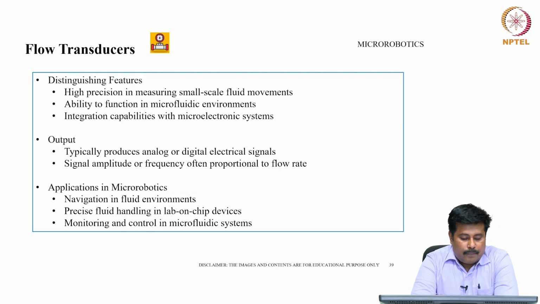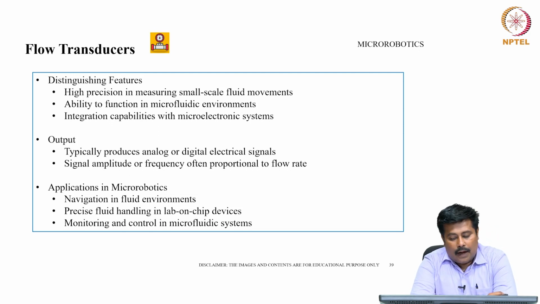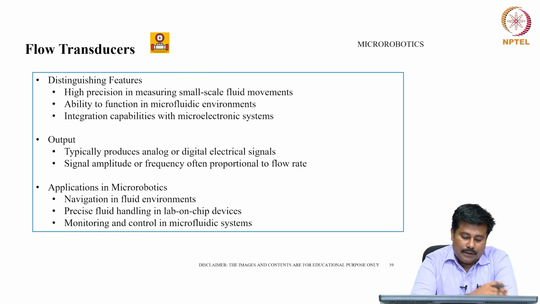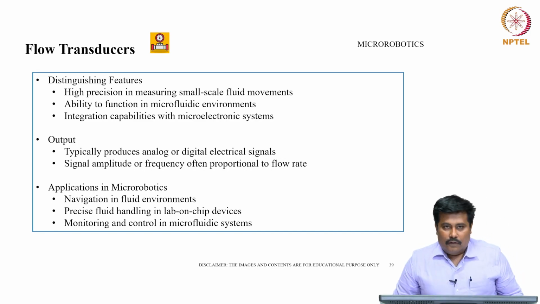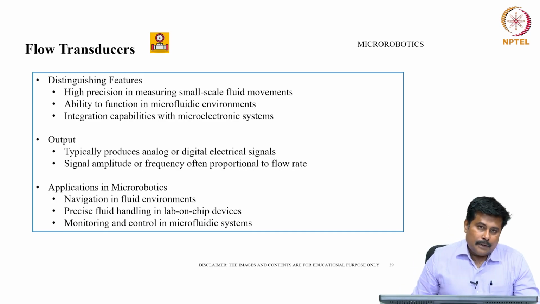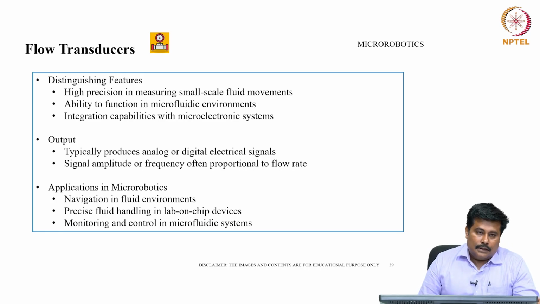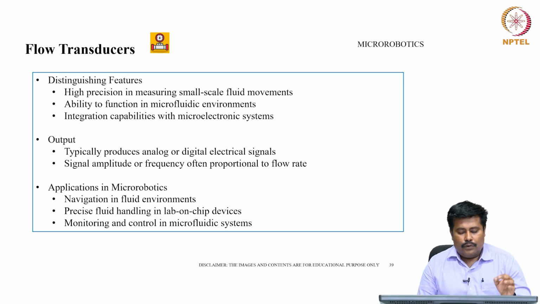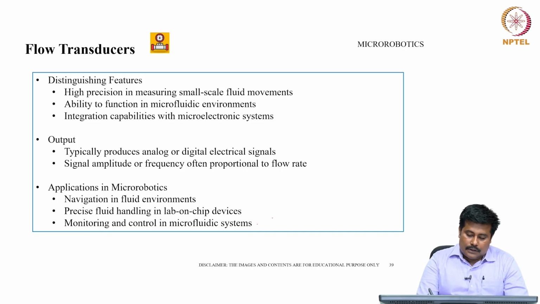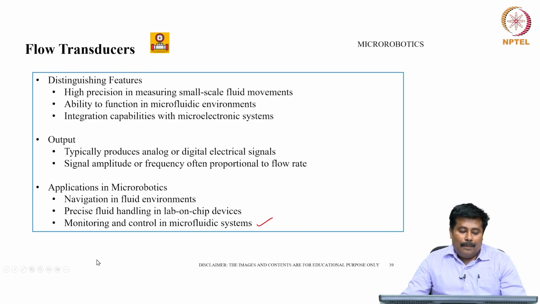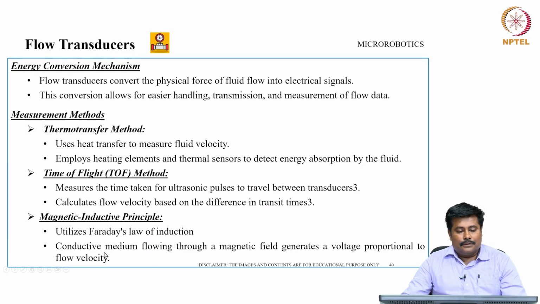From an output point of view, typically it produces an analog or a digital electrical signal. The signal amplitude or frequency is often proportional to the flow rate. From an applications point of view, in micro robotics it is more towards navigation in fluid environments. It has precise fluid handling in lab-on-chip devices. Monitoring and control in microfluidic systems is considered one of the key applications of these micro robotic systems.